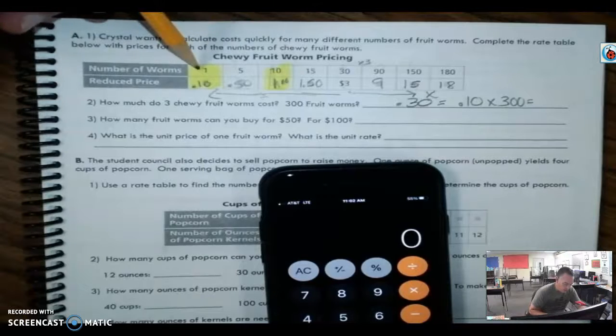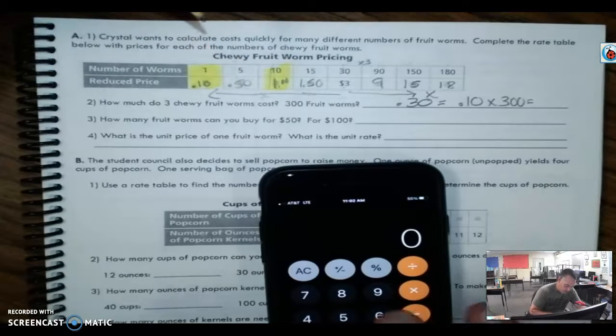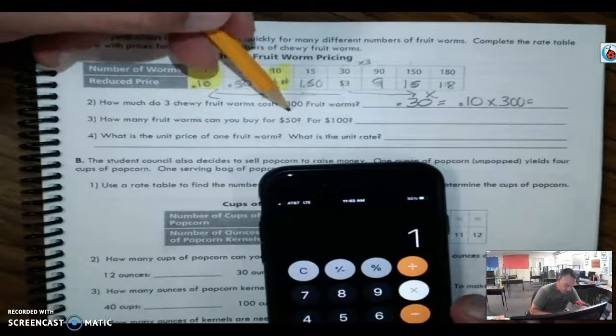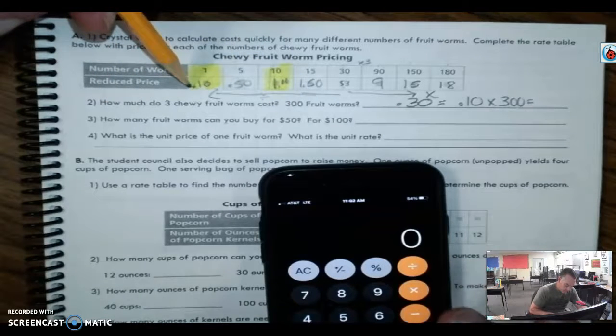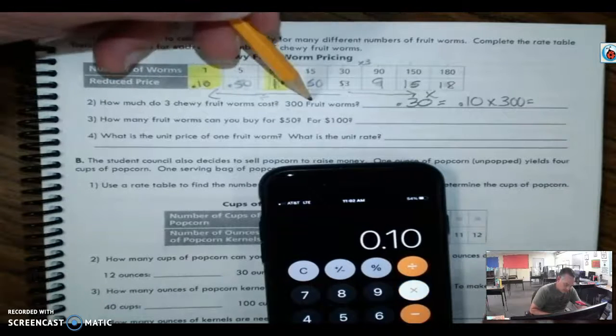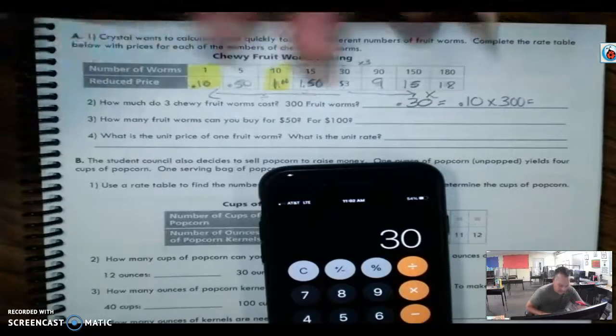Once I know the unit rate for gummy worms, it's really easy. So 300 gummy worms would be 1 times... how much do 3 gummy worms cost? So take 0.10 times the 300 worms and it'd be $30.